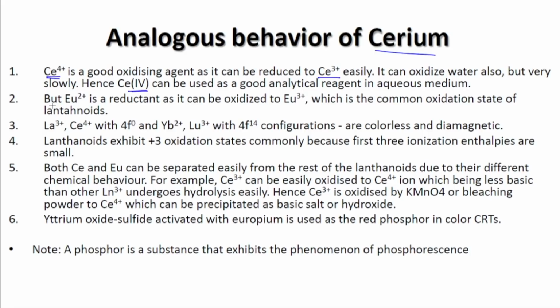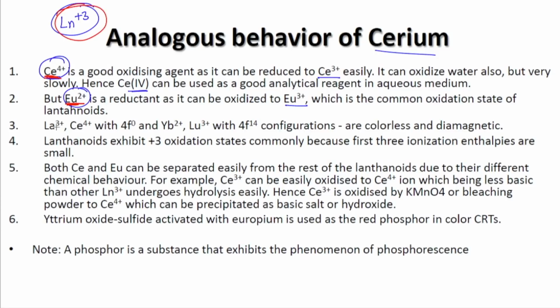The next point is that europium +2 is a reductant, and it can be oxidized to europium +3, which is a common oxidation state of the lanthanide. So basically these are the two different oxidation states which we have seen. So generally lanthanides give you +3 oxidation state. Apart from this +3 oxidation state, there are various other oxidation states also known only for these two elements. Like for cerium we have +4 oxidation state, europium gives you +2 oxidation state. Rest other elements are not known to give variable oxidation state.